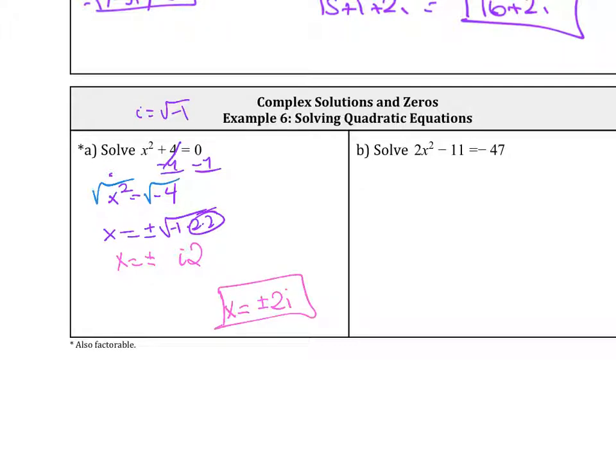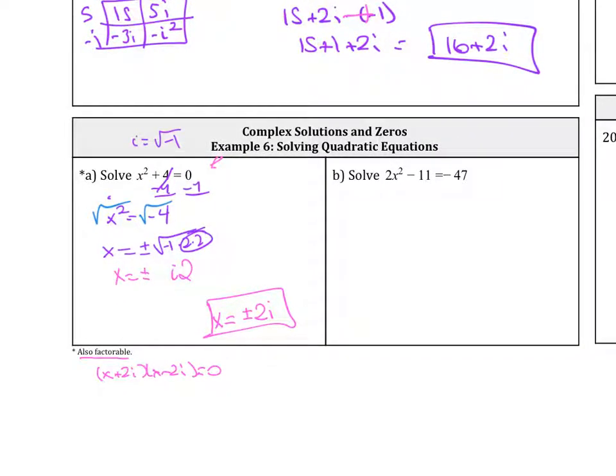Okay, and if you notice the -4 here, that does come out because that's just 2 times 2. This could be factorable. If you could do that, that is great. But you can kind of see that this would be x plus 2i, x minus 2i equals 0. Okay, so that's just if you can see it. If not, just solve it by square roots.